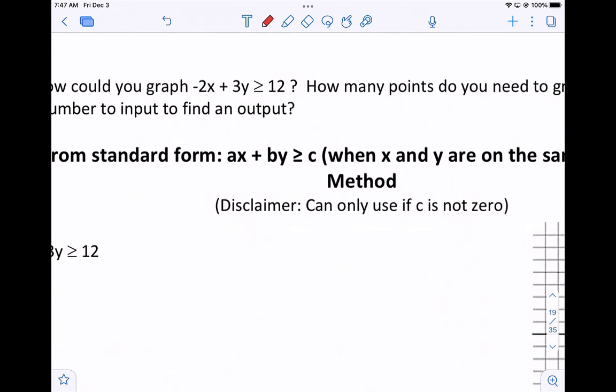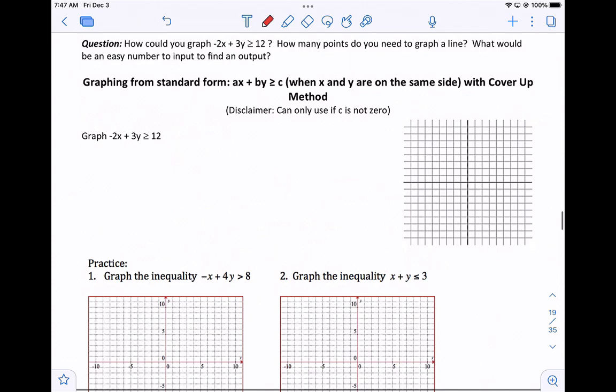So if it's in this form, again, it's called standard form when x and y are on the same side here. Ax plus by is greater than or equal to c. So this is standard form when x and y are on the same side.